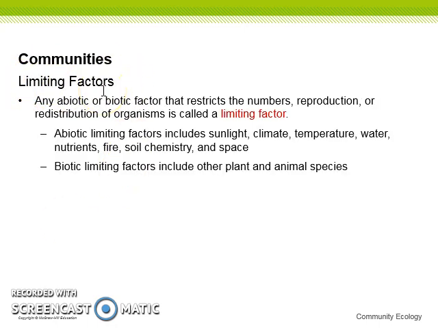Limiting factors in those communities, and this should all be written down. Any abiotic or biotic factor that restricts the numbers, reproduction, or redistribution of organisms is called a limiting factor. And there's two of those. Abiotic or non-living limiting factors include sunlight, climate, temperature, water, nutrients, fire, soil, chemistry, and space. Biotic or living limiting factors include other plant and animal species.